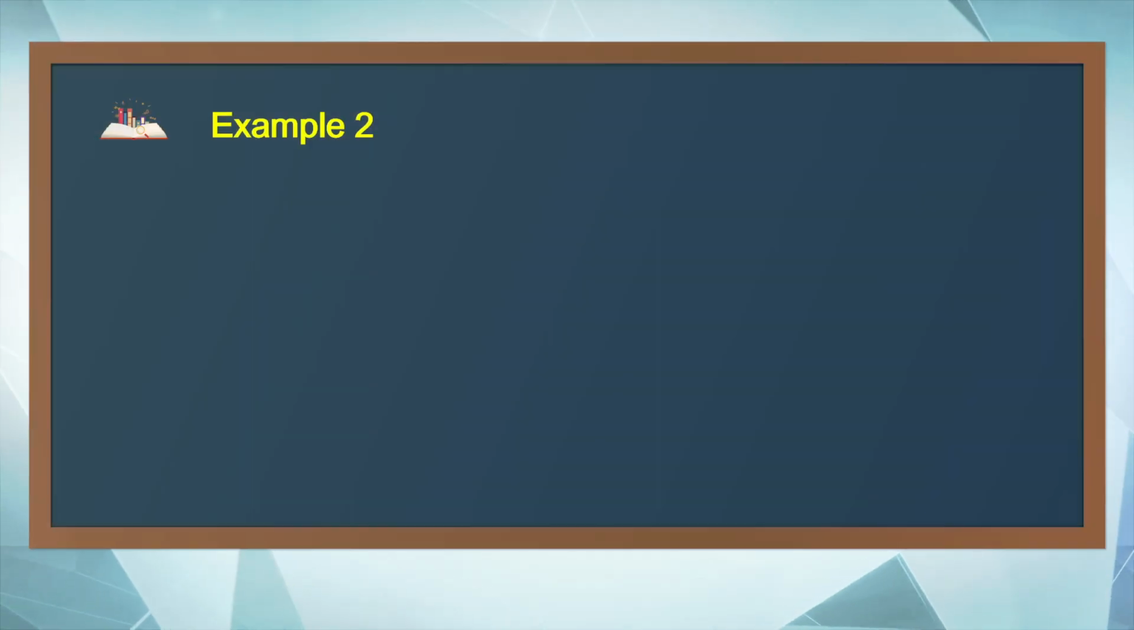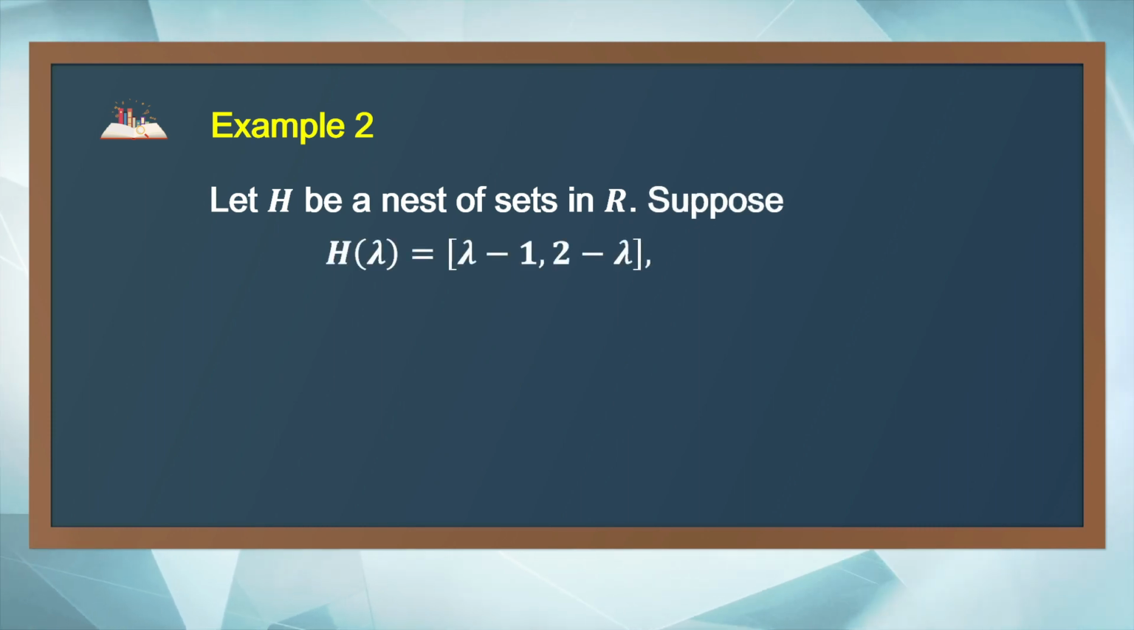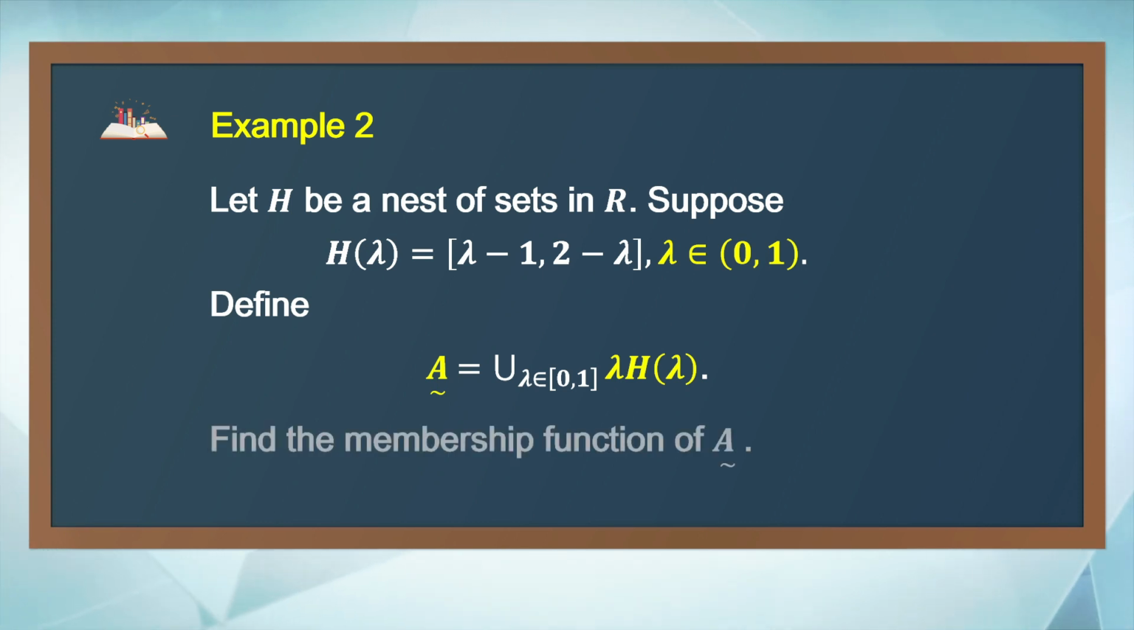Another example, example 2. Let H be a nest of sets in the set of real numbers. Suppose H of lambda is the closed interval from lambda minus 1 to 2 minus lambda. Lambda is in the open interval from 0 to 1. Define A as the union of the scalar multiplication of lambda and H of lambda. Find the membership function of A.